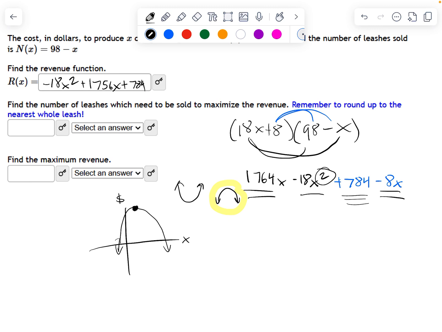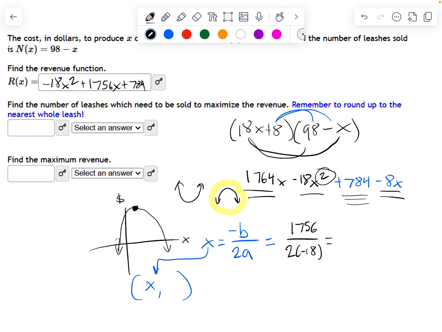But hopefully you remember that there is a shortcut when it comes to finding your vertex for standard form, and that is negative b divided by 2a. And that will find you the x value of your vertex, right, your h value, and that'll be your first number. And that's what this first blank is asking us for. Okay, so let's go ahead and do that. The a, b, and c, the a is your number at the very beginning, so negative 18. b is our number in the middle, tied to our x, so that's 1756. So let's just calculator this.